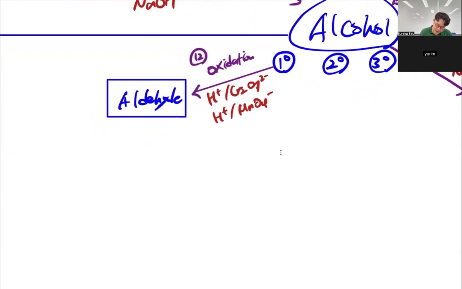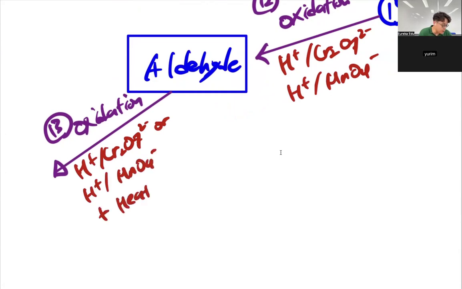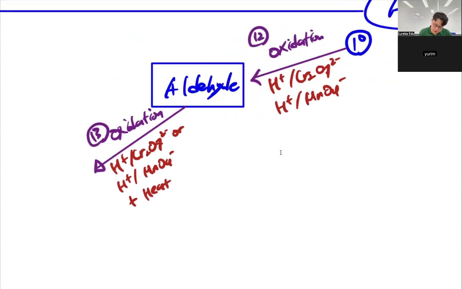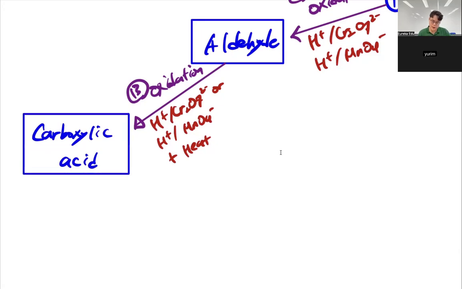Good. Now that aldehyde can go through another oxidation. I just write it like this. So reaction 13, another oxidation, but this time we use the same oxidizing agent, H+ Cr2O7 2-, or H+ MnO4-, plus we actually put in a bit of heat. As a result of that, we get the functional group called the carboxylic acid, which forms like this.